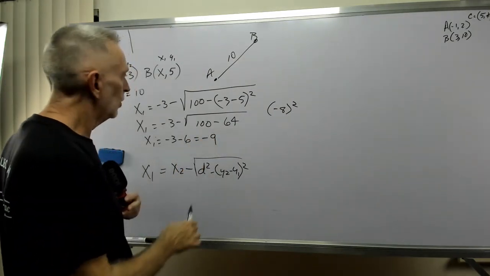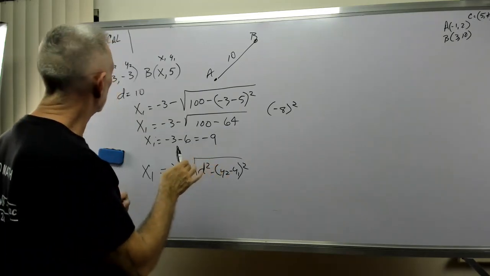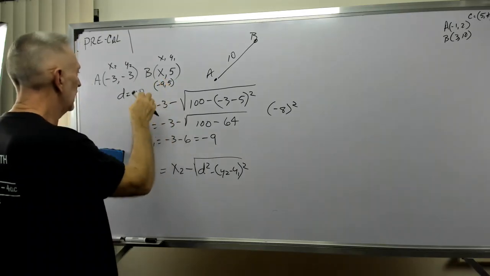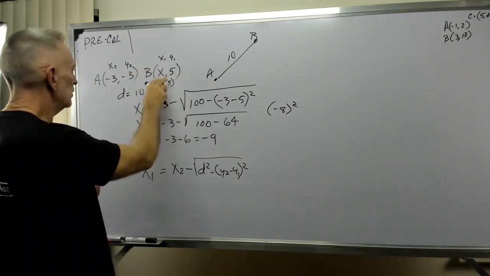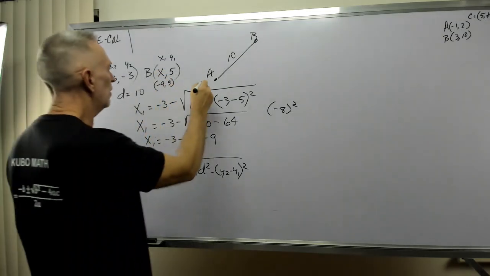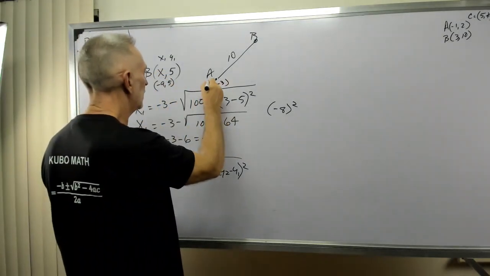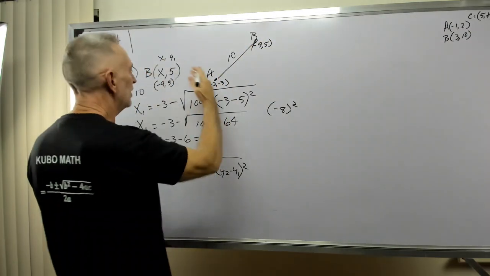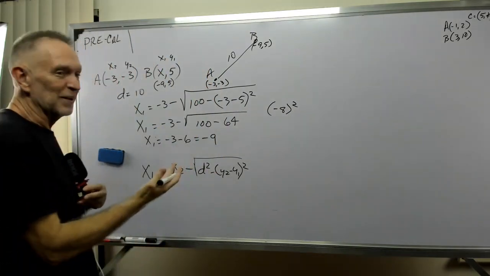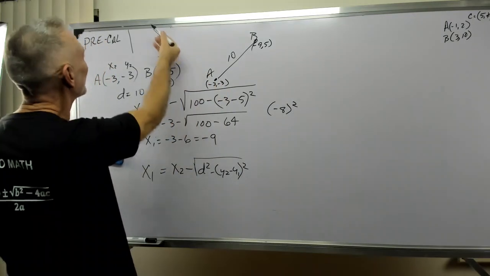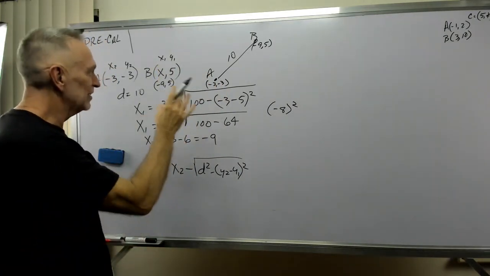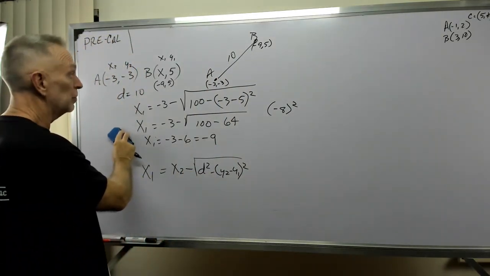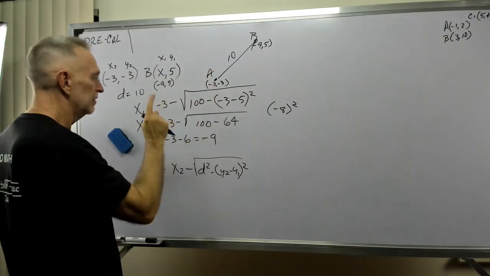Okay, let's check ourselves though. If I put -9, 5, I should be able to calculate the distance using the two endpoints, because now I have -3, -3 and -9, 5. Obviously that's over here, -9. I didn't know that when I started. So we're this way. Having said that, I can work through that distance and see if it comes out to be 10. So let's try that.